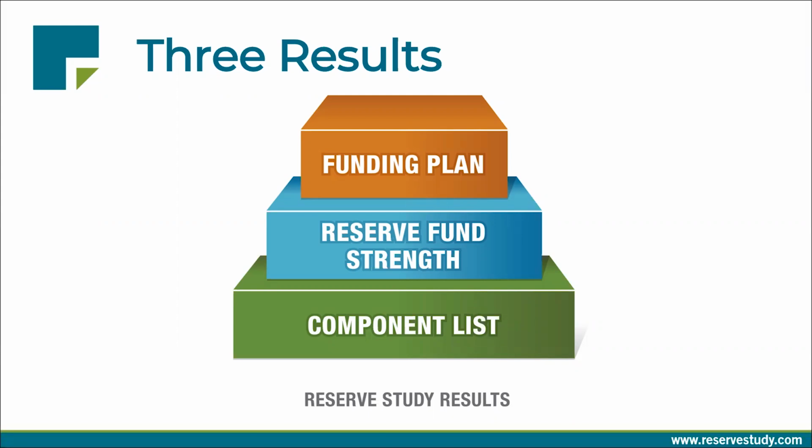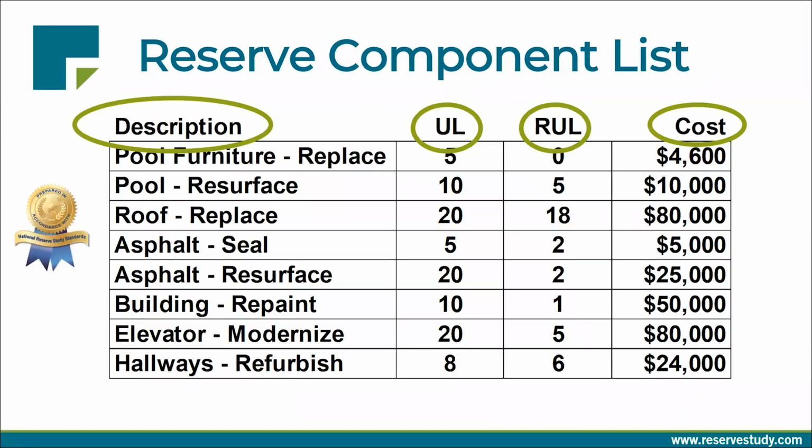You're not looking for gems or key information in all 50 or 150 pages. You're looking for 3 primary results: the component list, the reserve fund strength, and the funding plan. This tells you where you are physically, where you are financially, and where to go from here. Specifically, that component list will look something like this. It's a table description of projects.